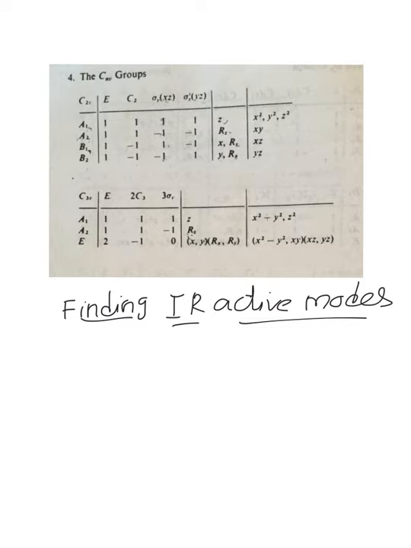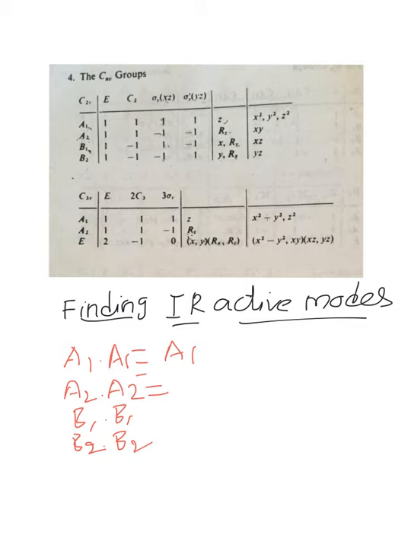Now let us see how we can find out IR active and Raman active vibrational modes using character tables. But before that, let us consider some observations from these character tables. Let's do A1 dot A1, A2 dot A2, B1 dot B1, B2 dot B2. So A1 into A1: all characters under A1 are 1, so A1 into A1 is always A1.